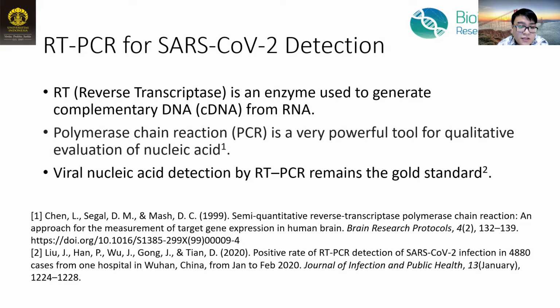Polymerase chain reaction is a very powerful tool for qualitative evaluation of nucleic acid due to its high efficiency and convenience. Together with the reverse transcription reaction, the PCR method has been widely applied to the quantitative measurement of DNA and RNA messages. Current diagnostic tests for the SARS-CoV-2 pandemic use nucleic acid, antibody, and protein-based detection, but viral nucleic acid detection by RT-PCR remains the gold standard.